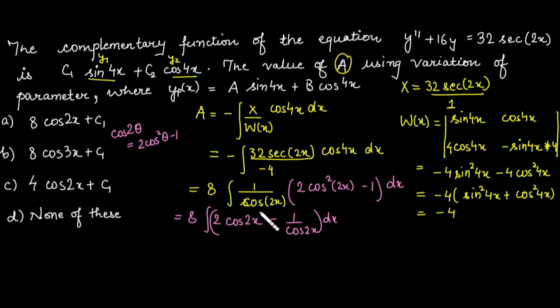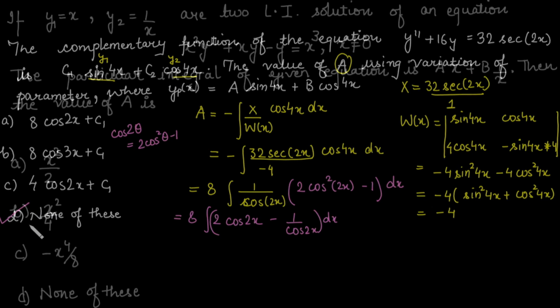Now the integration of cos 2x is in terms of sine. This is secant, and secant integration is log of secant plus tan. None of the options contains sine as well as a log term. It means only option D is correct.